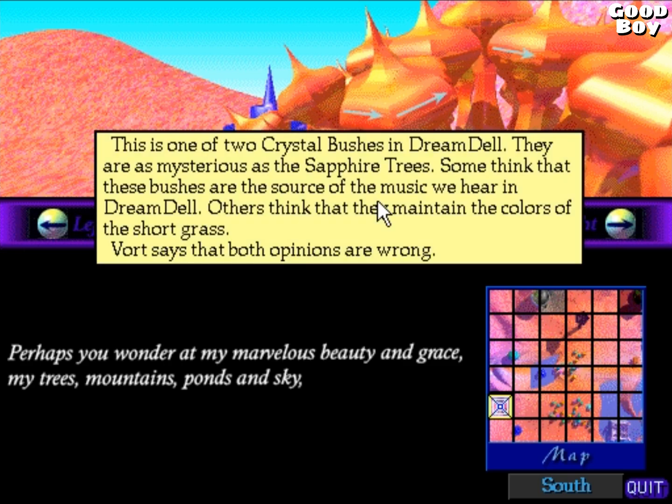This is one of the 2 crystal bushes in Dreamdell. They are as mysterious as the sapphire trees. Some think that these bushes are the source of the music we hear in Dreamdell. Others think that they maintain the colors of the short grass. Vort says that both opinions are wrong.